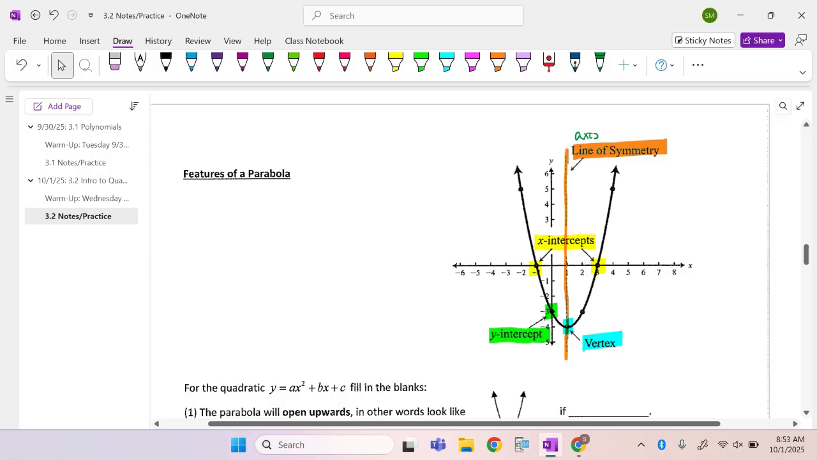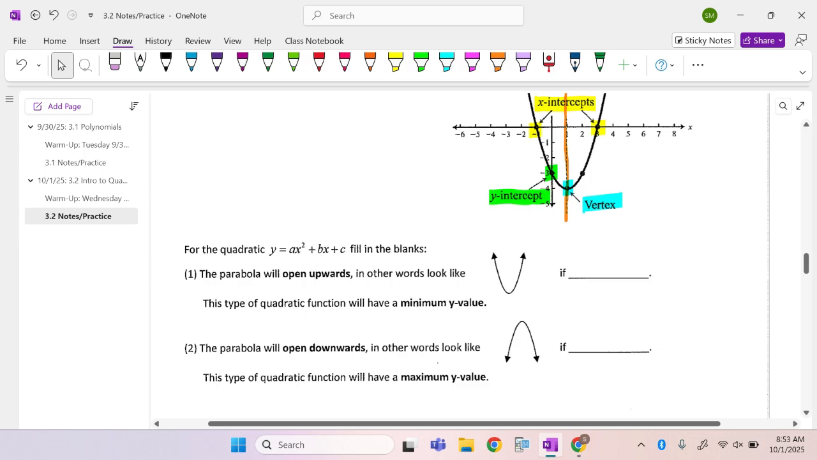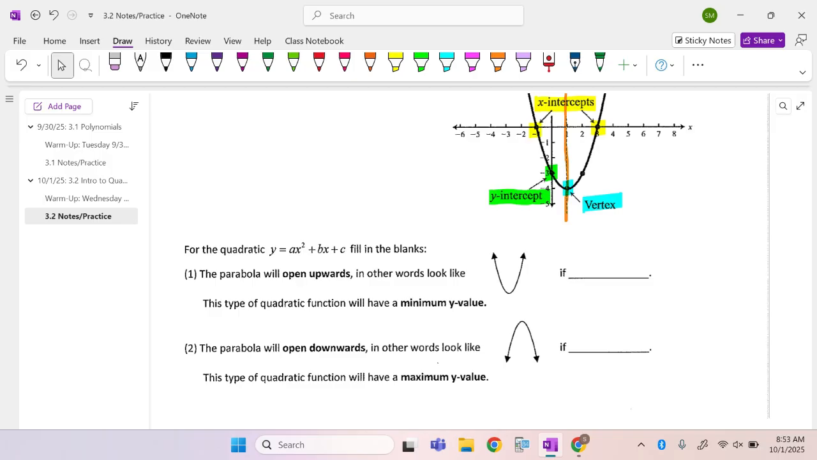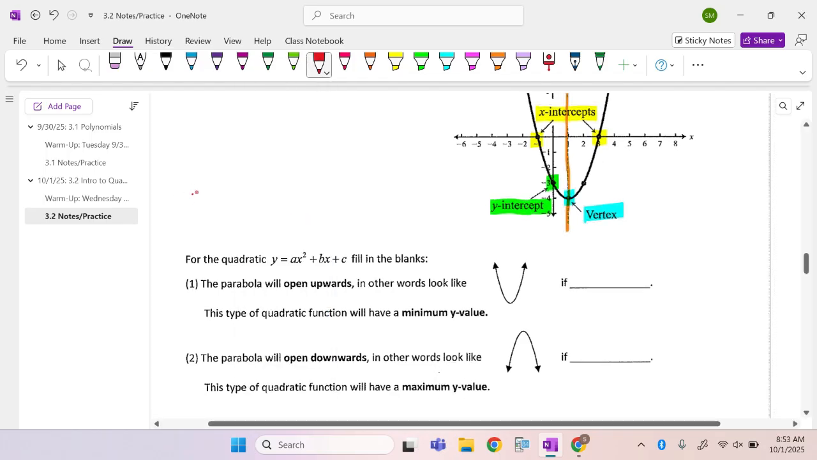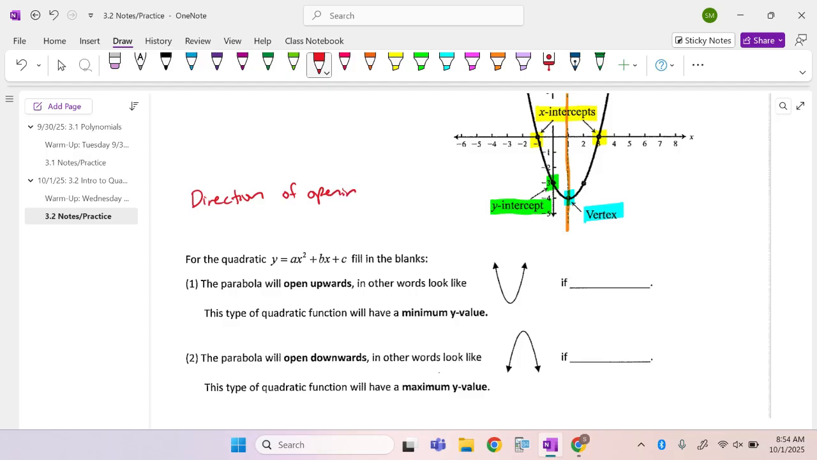Now, some other features that we need to be aware of is whether it's opening up or down. That is what we call concavity. So if we're talking about direction of opening, we call that concavity. It's just a fancy word that says what direction this graph is opening in. Is it opening up or is it opening down? So if it's concave up, it's opening up. Concave down, it's opening down.